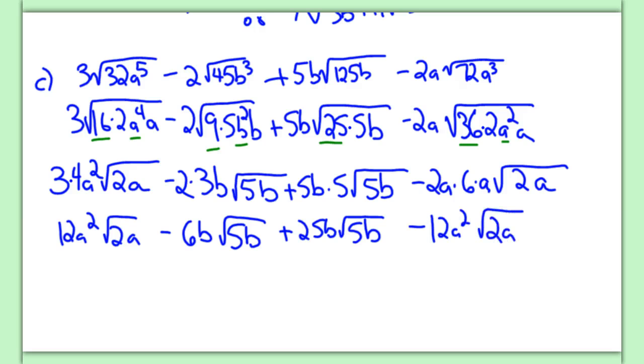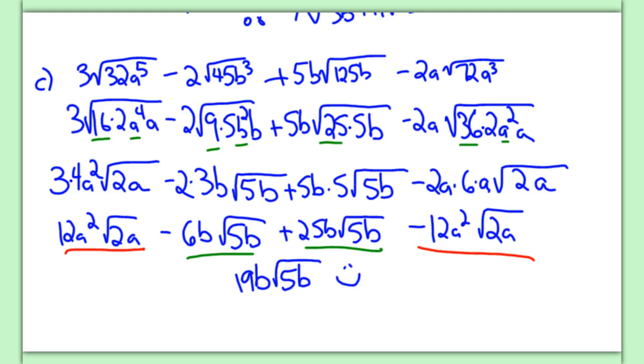Do we have like radicals? You bet. This one and this one are root 2a's. They're like. This one and this one are root 5b's. They are like. The good thing is, these two, the red ones, blow up. There are 0 root 2a's left because minus 12 and plus 12 blow up. So in the end, I've got 25b minus 6b, I've got 19b root 5b. And all was good in the land.